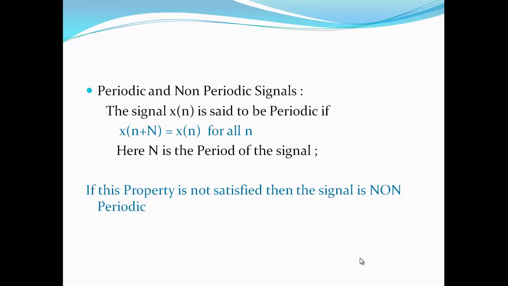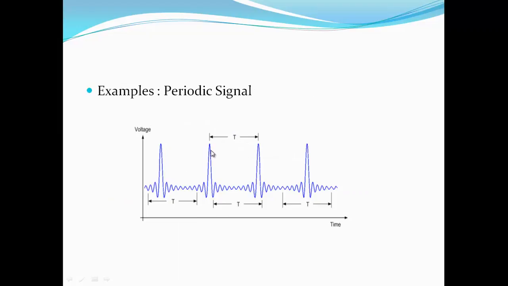So a signal is said to be periodic if it satisfies this condition. What is this N? It's the period of the signal. If x(n) plus the period gives you x(n) again for all values of n, it is periodic. Otherwise, it's aperiodic or non-periodic. Let me show you an example. This signal repeats after T intervals, so T is the period of this signal, because it's repeating after T intervals. So this is a periodic signal.